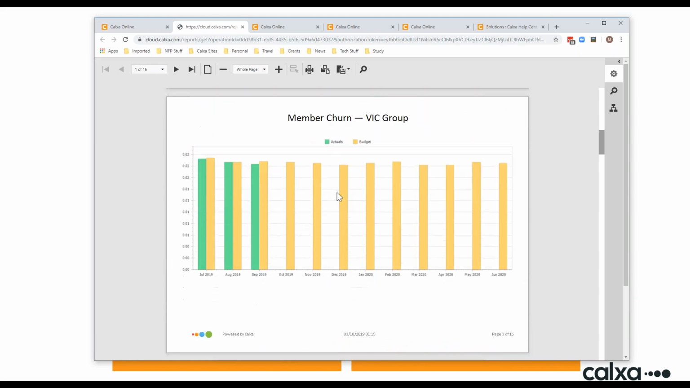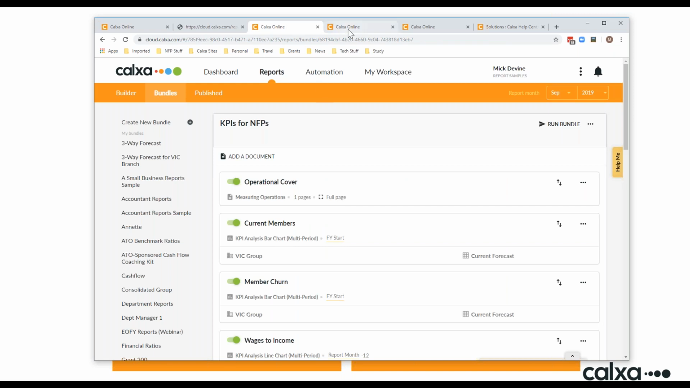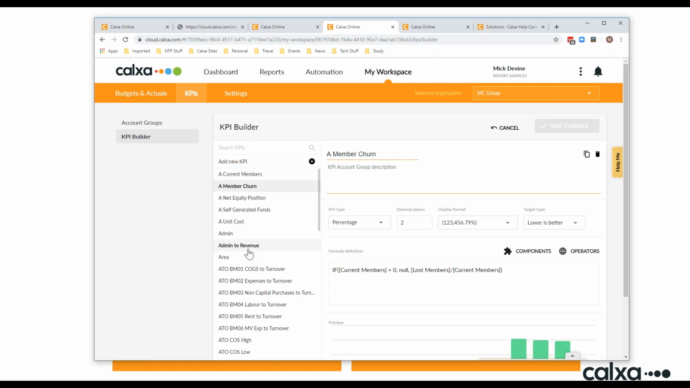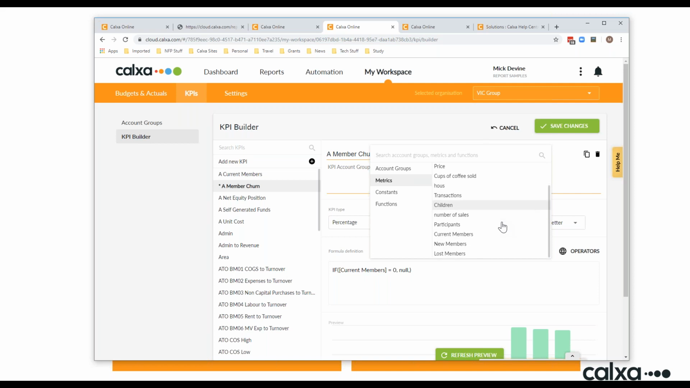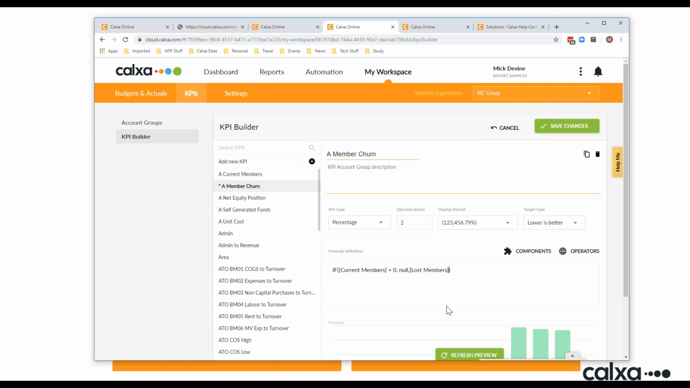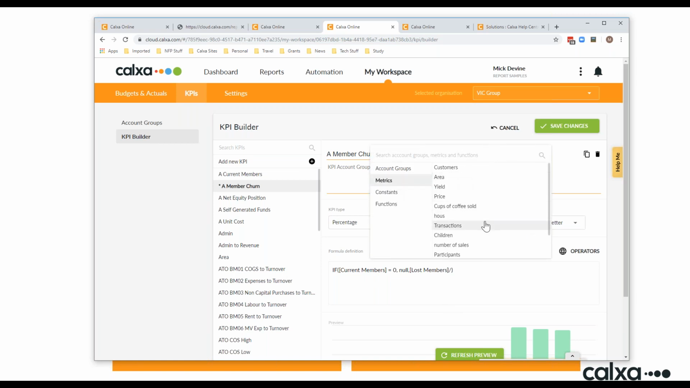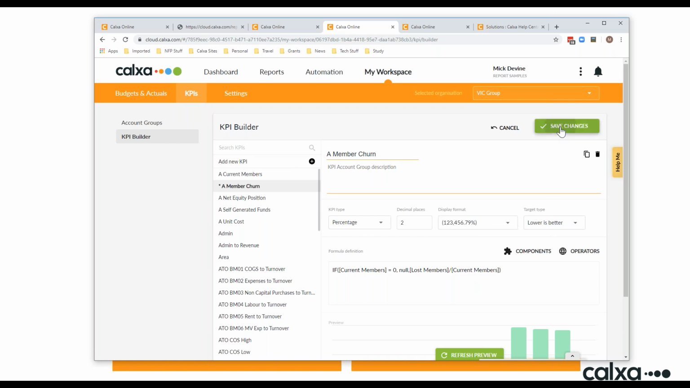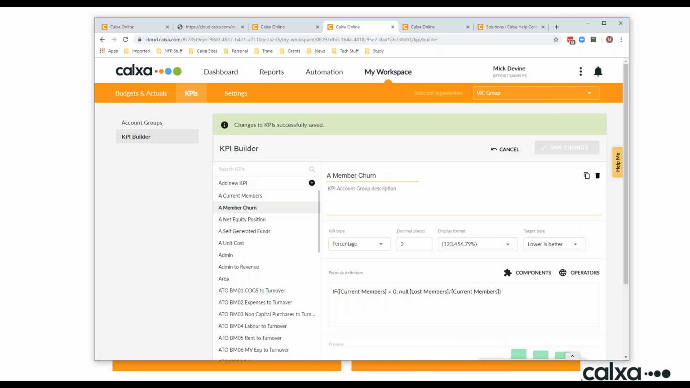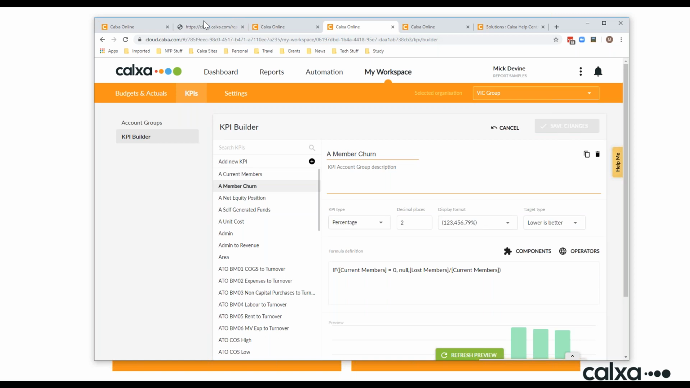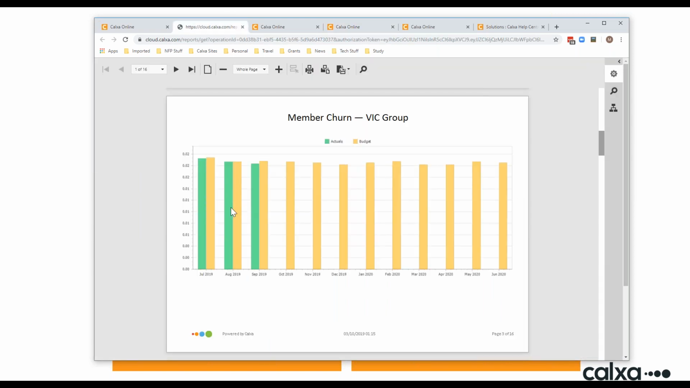And then the churn's a little bit more complex. Again, I'm showing actuals and budget. So I'm showing actuals year to date, budget for the full year. And let's go to the right screen. So the member churn, first of all, checks that we're not dividing by zero, similar to the way we did in the spreadsheet. And then we're looking at lost members divided by current members. And again, it's point and click to create that. So components, metrics, lost members divided by components, metrics, current members. So you don't need a degree in anything to set that. It's simple stuff, but it tells you how well you're doing in terms of retaining your members.